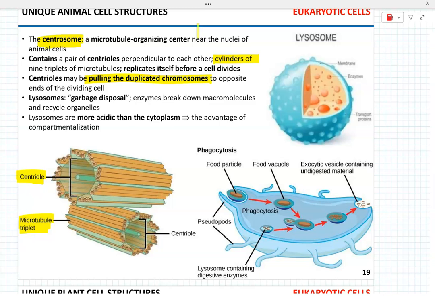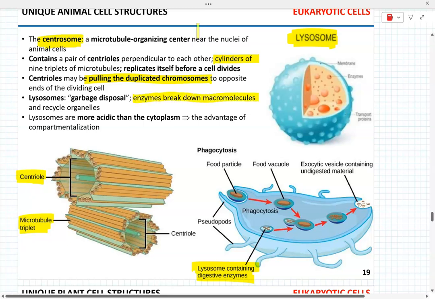Another structure that is unique to animal cells is a lysosome. A lysosome contains digestive enzymes and acid that help to break down macromolecules and recycle organelles. It clearly demonstrates the advantage of compartmentalization. A lysosome contains very aggressive chemicals that the other parts of the cell aren't exposed to because they all are contained within the lysosomal membrane.